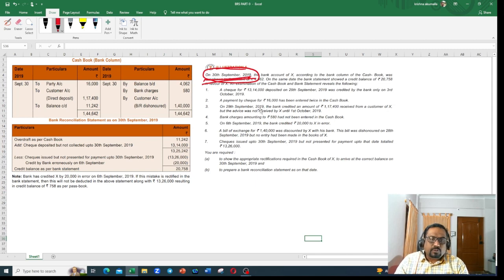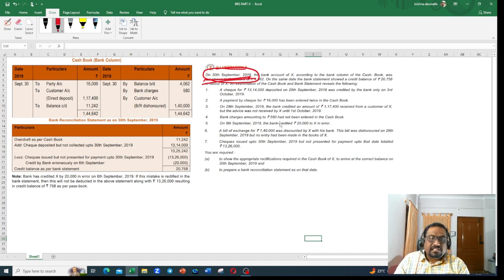On 29th September 2019, the bank credited an amount of 1,17,400 received from a customer of X, but the advice was not received by X until 1st October 2019. So there was a credit directly deposited in the bank, but neither the bank nor the customer informed X. So this is an omission in the cash book as of 30th September 2019. When we are preparing the reconciliation on 30th September, this amount was not recorded in our cash book. That is the meaning of it.